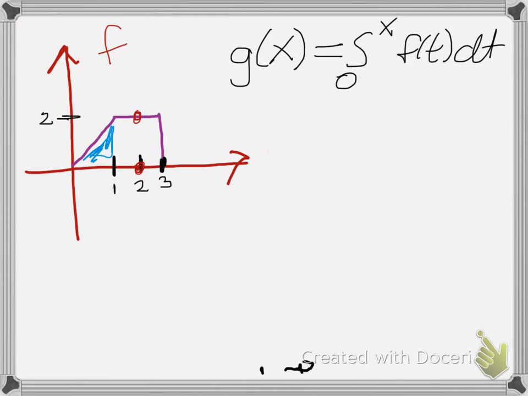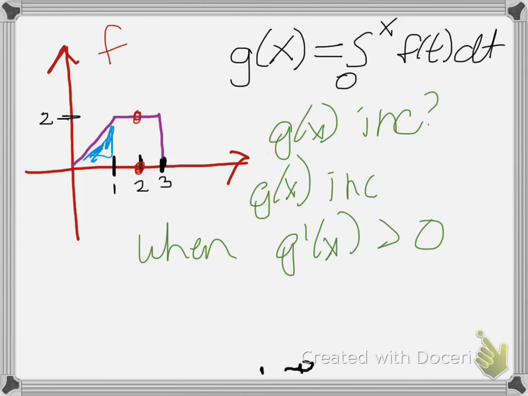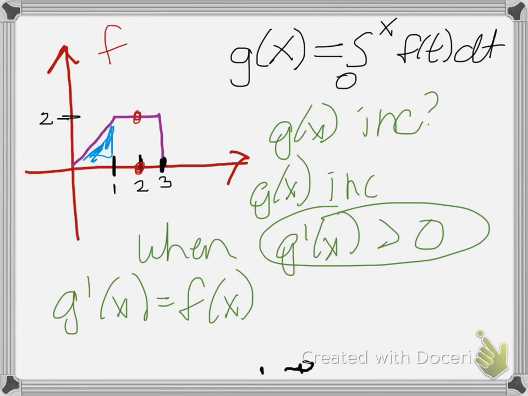Okay, let's say that the question is, when is g of x increasing? Okay, so what you need to recognize is that g of x is increasing when g prime of x is greater than 0. So the question really is when is g prime greater than 0? Okay, we found before that g prime is equal to f of x. So if I'm interested when g prime is greater than 0, but g prime is equal to f of x, the question is really, when is f of x greater than 0?